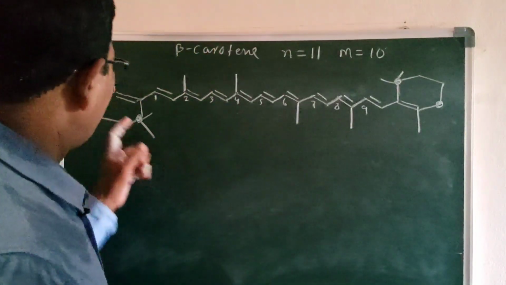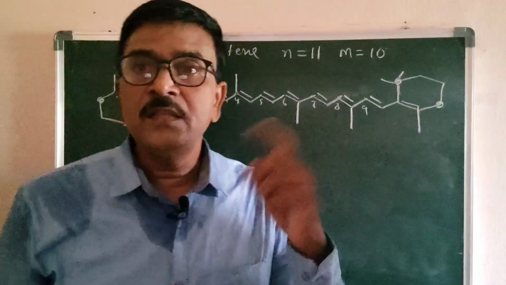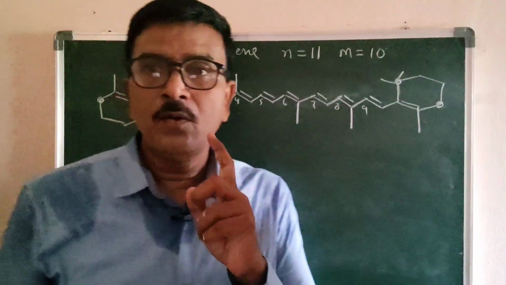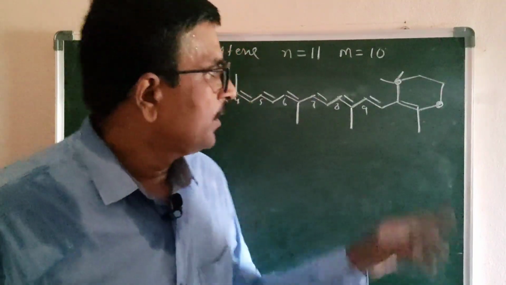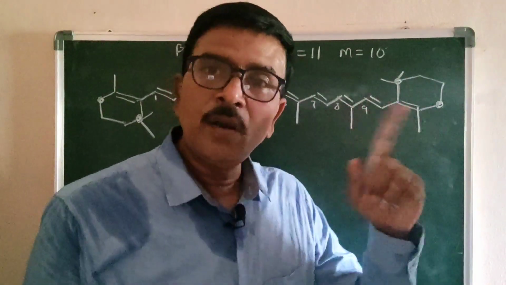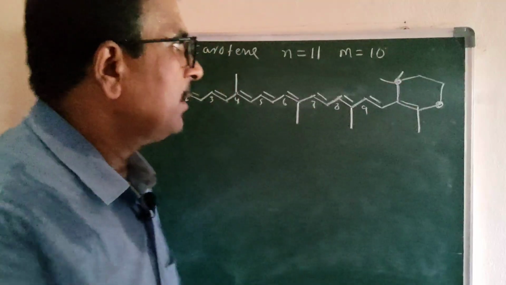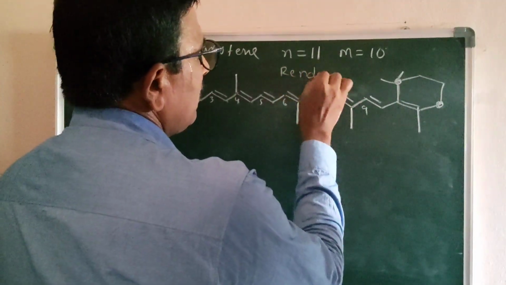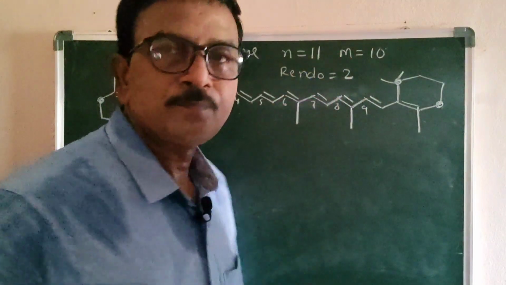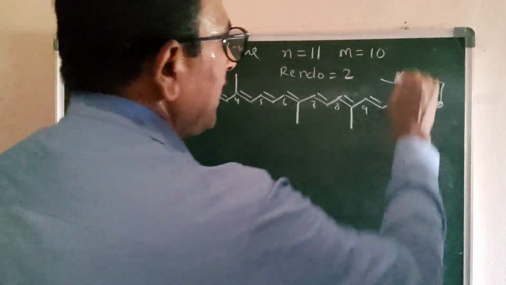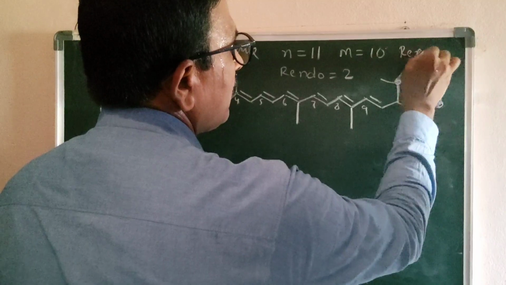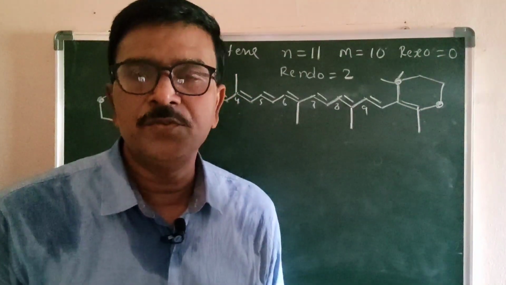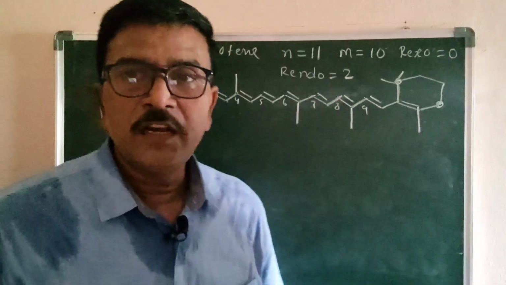Now a double bond inside the ring is endocyclic. So the first ring contains one endocyclic double bond. The second ring also contains one endocyclic double bond. So endocyclic double bonds are 2. R endo is equal to 2. R exo is equal to 0. There is no exocyclic double bond. 2 endocyclic double bonds are there.